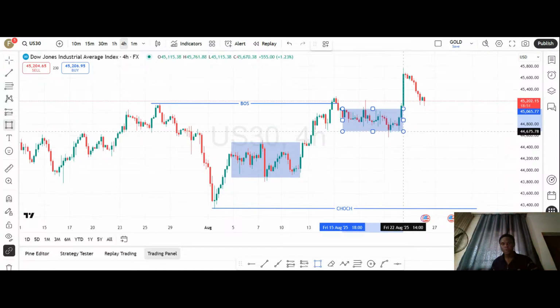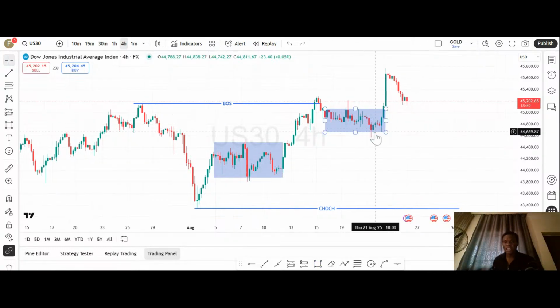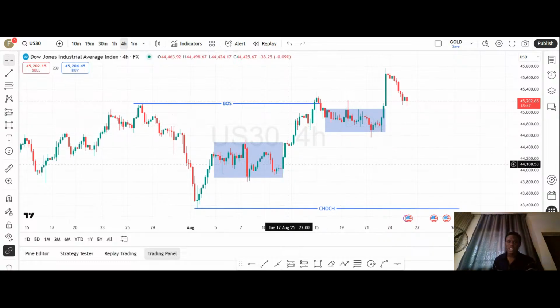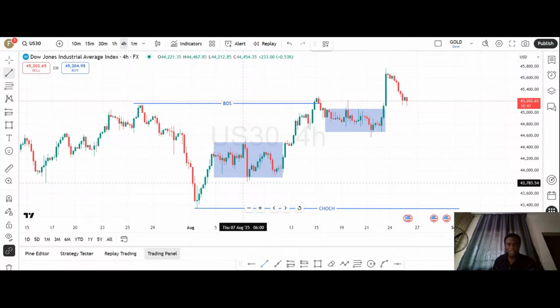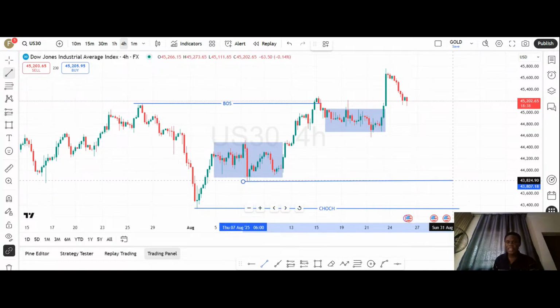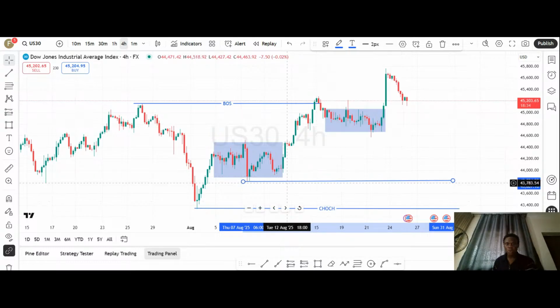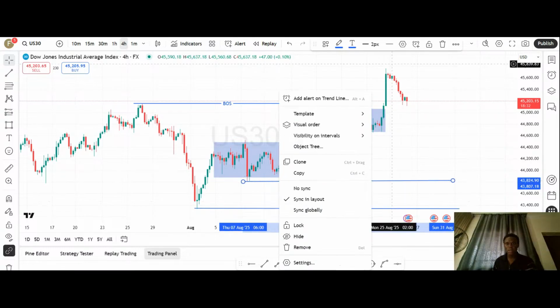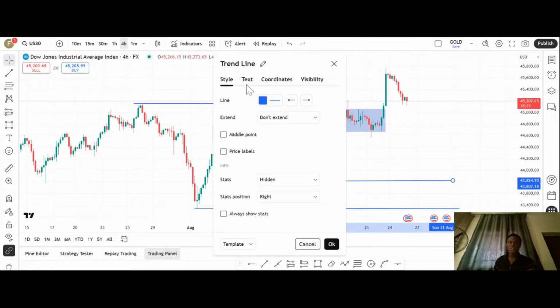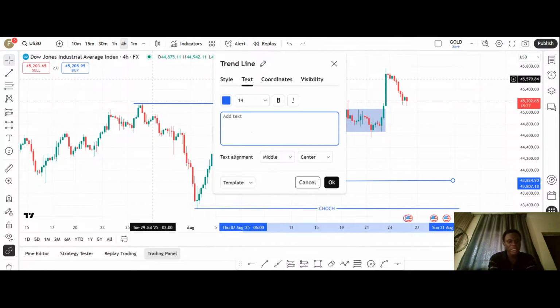So you call this one external inducement and call this one your internal inducement. But I call this one extreme because it's close to the change of character. So this is the extreme inducement. This is the major one. If the market has not taken out this one, it will not go in the major direction that it wants to go. So I call this extreme inducement.